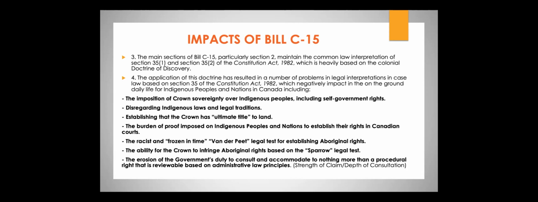The Supreme Court of Canada has placed the burden of proof on Indigenous peoples and nations to establish their rights in Canadian courts. The racist and frozen-in-time Van der Peet legal test for establishing Aboriginal rights is being maintained by this interpretation of Section 35. And Van der Peet was a case involving the Stolo Nation in and around Chilliwack in BC, where they were arguing they had the commercial right to trade in fish.